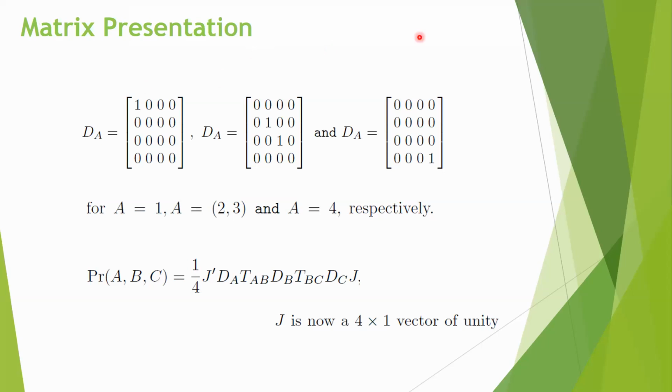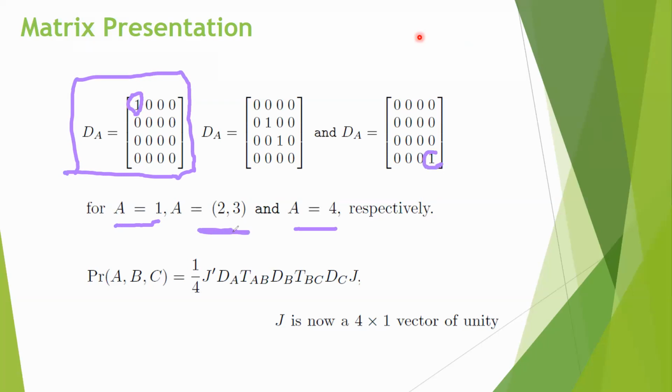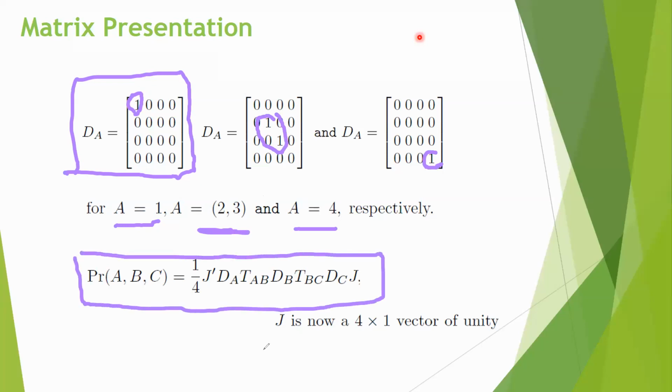Okay, so for the F2 design, we have 4 states, right? When A equals 1, we can use this 4x4 matrix, and we put 1 at this element. And for the genotype number 4, we just put 1 here. And if we cannot distinguish between genotype number 2 and number 3, we put both 1 here and here, right? And this is the same. We use this matrix notation to do the calculation for this joint probability for the 3 loci.